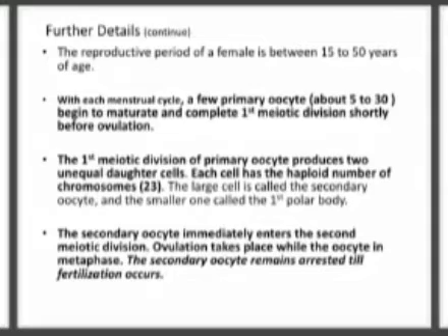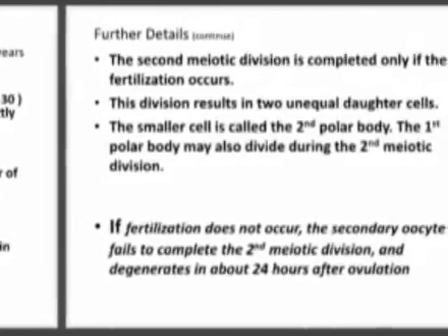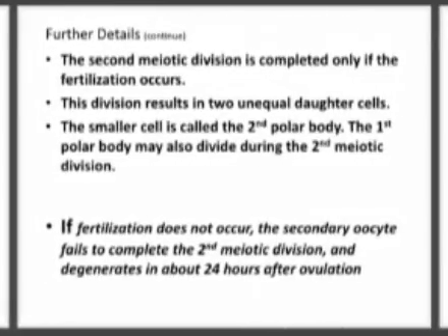The secondary oocyte immediately enters the second meiotic division. Ovulation takes place while the oocyte is in metaphase. The secondary oocyte remains arrested till fertilization occurs. The second meiotic division is completed only if fertilization takes place. याद रखिएगा कि ये जो secondary oocyte है इसकी second meiotic division आफ्टर फर्टिलाइजेशन होगी जिसमें एक पोलर बॉडी बनेगी, और अगर ऐसा नहीं होगा तो it will be going through the debris of the menstruation.